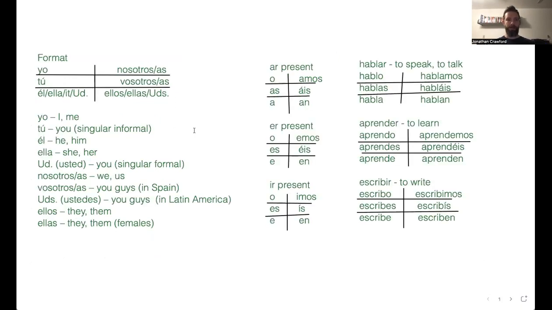So remember, over here we have the subjects. These are the subject pronouns in this format here. And then these are the endings that we have to put there. And we're doing it the same way that we did these. Hablo, hablas, habla, because it's o, as, a. Or aprendo, aprendes, aprende. O, es, e. Or, you know, we write, there's escribimos, or vosotros escribís, or ustedes escriben: escribimos, escribís, escriben.